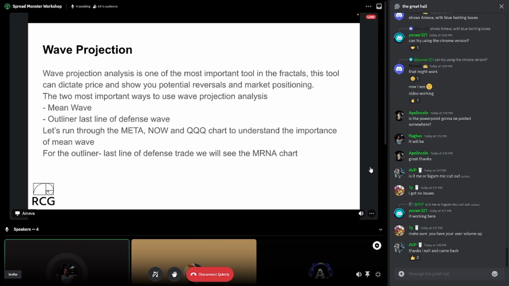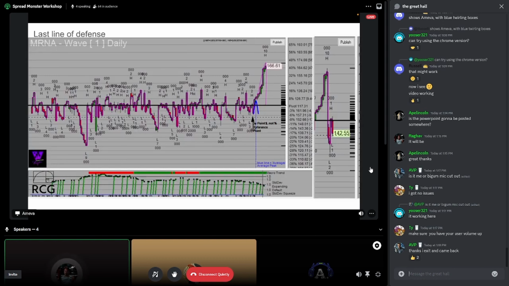So wave projection analysis is one of the most important tools I've noticed in the fractals. Now you can use this tool with the density graph also. I'm going to show that in a bit. There are two ways of using this wave projection analysis I have noticed. First is the mean wave. The mean wave is a really important target as well as an important level for reversals. In the next slide, I've shown it.